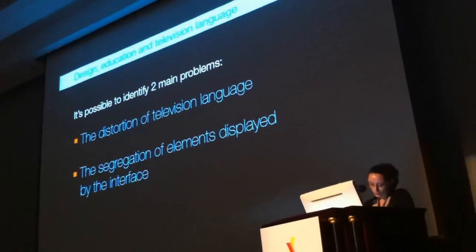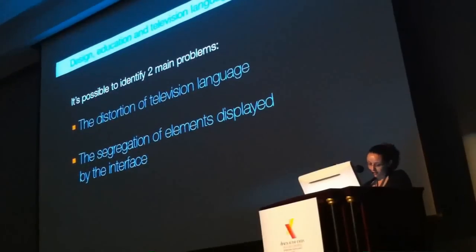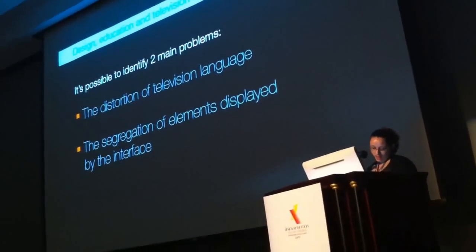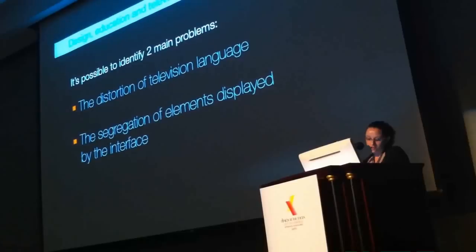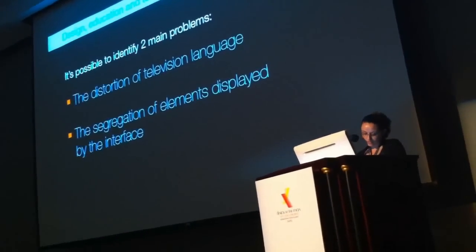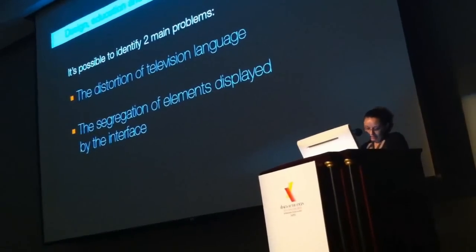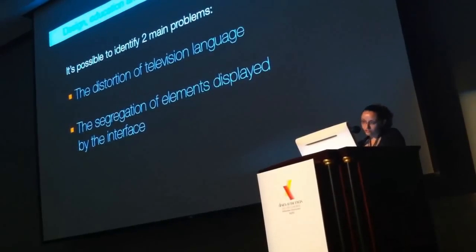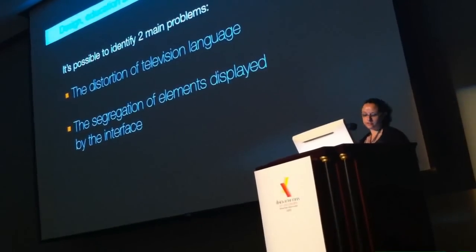In this sense, it's possible to identify two main problems: the distortion of the television language, and the segregation of elements displayed by the interface. Therefore, it's not an interaction integrated to the show content. Although the same interface is shared and informs the same subject, the elements are shown in a segregated way. In this sense, the interactive action of the teleinteractor in this kind of application little differs from the action of reading a book while watching television, for example.